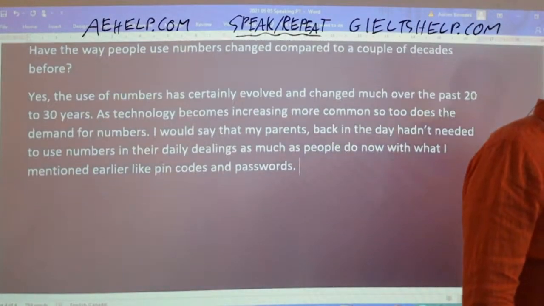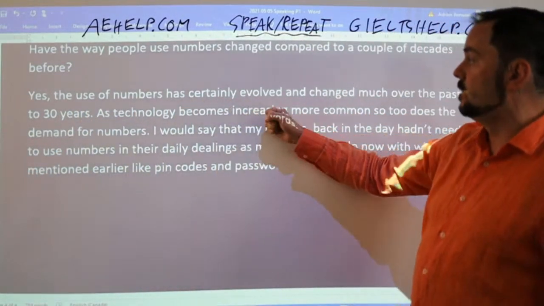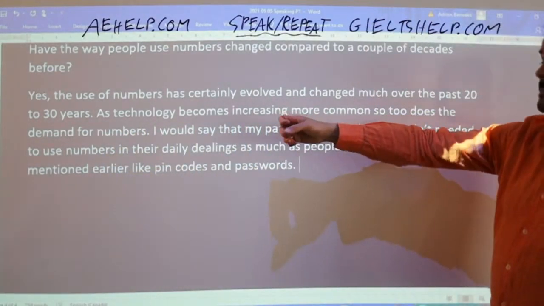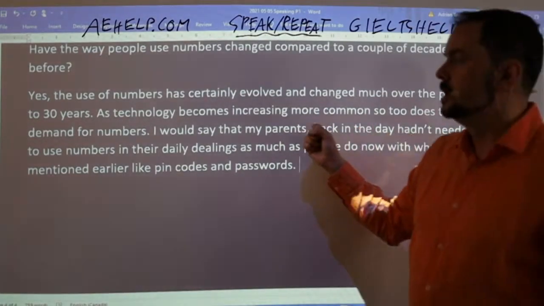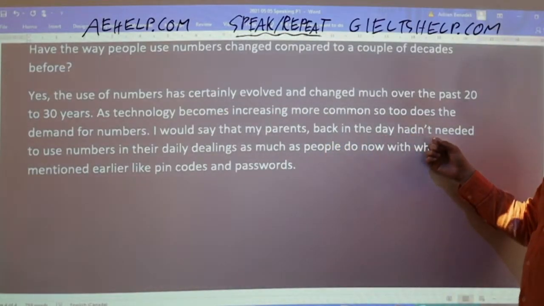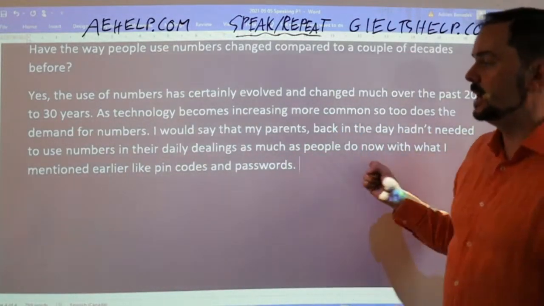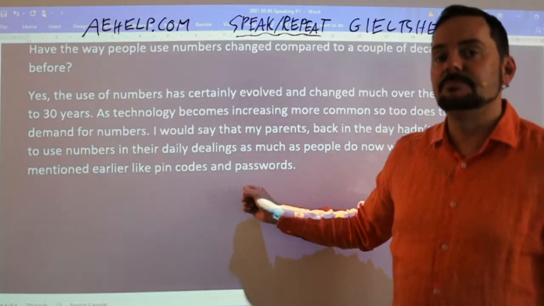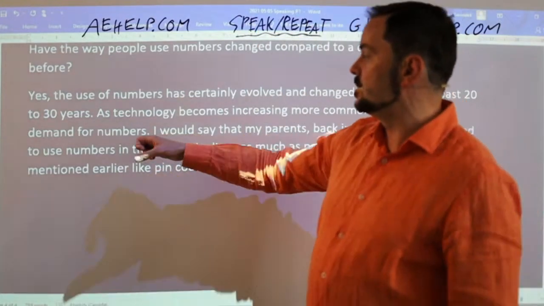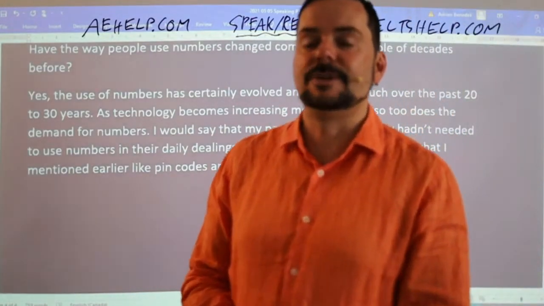So yes, again, repeat after me. Yes, the use of numbers has certainly evolved and changed much over the past 20 to 30 years. As technology has become increasingly more common, so too does the demand for numbers. I would say that for my parents back in the day, they hadn't needed to use numbers in their daily dealings as much as people do now with what I mentioned earlier, like PIN codes and passwords, okay? So get the present perfect into your answer. Notice how here I changed it as technology has become. So another present perfect, okay?